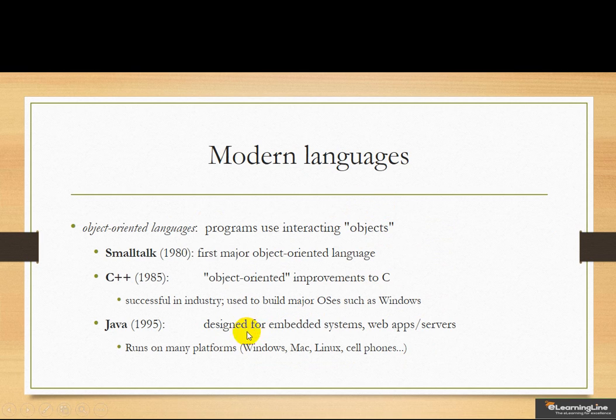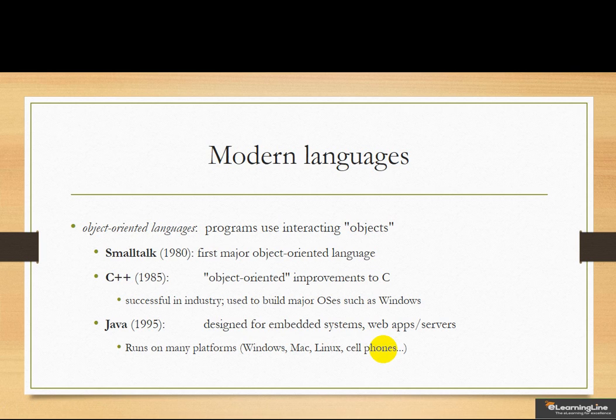So Java runs on many platforms: Windows, Mac, Linux, cell phones, Android, all the platforms. It's a platform, so you can write the application in any environment, right? You can compile it and you can just execute the code on any other operating system.